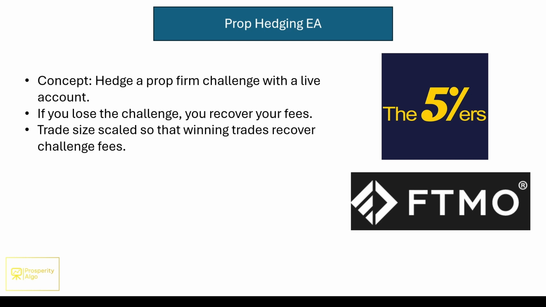This is accomplished through scaling the trade size in your live account so that if you have sufficient trades to essentially blow the prop firm challenge, all of those trades, which would be winners in the live account, would add up to the same amount which you paid for the prop firm challenge. So it's quite an interesting concept. I wanted to walk you through a spreadsheet which would demonstrate how this works, as well as discuss some of the drawbacks which I have found using this strategy myself.